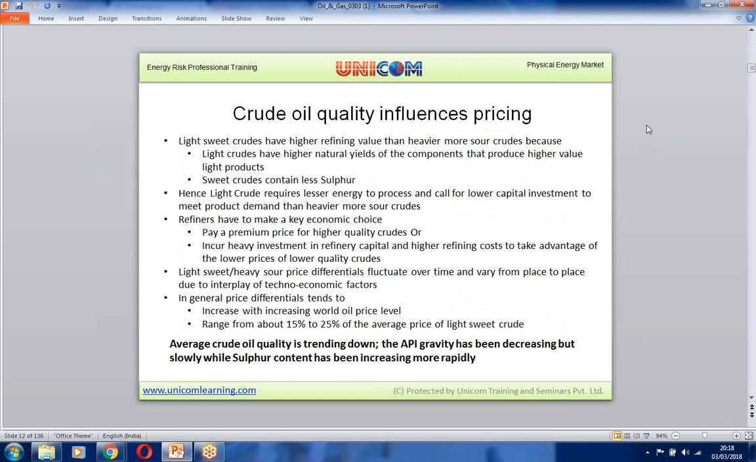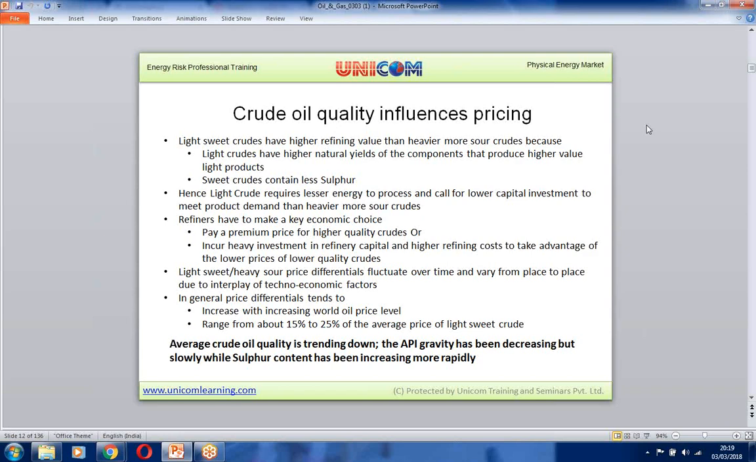Okay, so crude oil quality is an important parameter. It influences the pricing. The light sweet crude oils have higher refining value, and heavier ones have less refining value because light crude oils have higher natural yields. When you say natural yield, that is when we just heat it in the furnace, it naturally gives off the refined products that are in high demand, like gasoline, distillates, diesel, kerosene, jet fuel. So they are of high value.